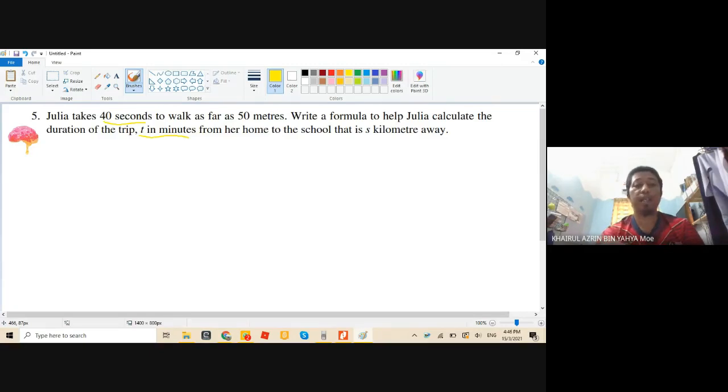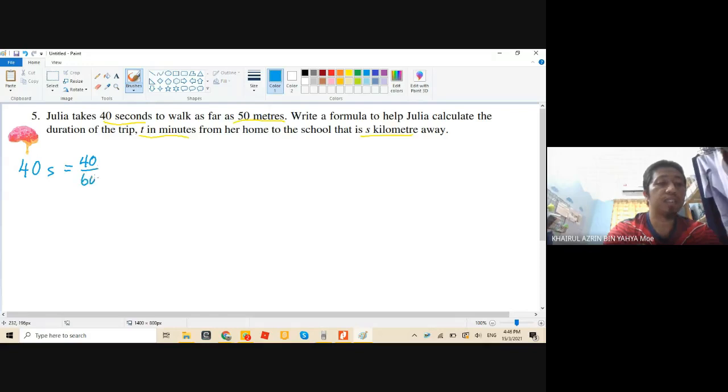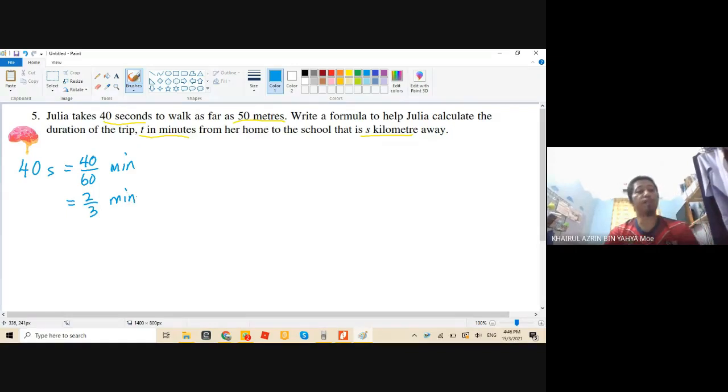Then we have 50 meters, but the question says kilometer. So meter also we need to change to kilometer. Maybe we start with 40 seconds. So 40 seconds actually equals 40 divided by 60 minute, which is 2/3 minute. The short form for minutes is MIN, not M. M is for meter.